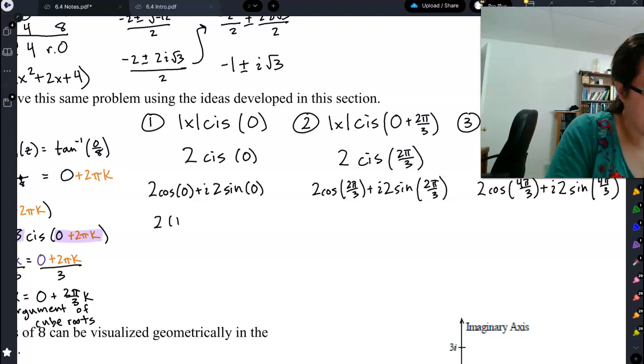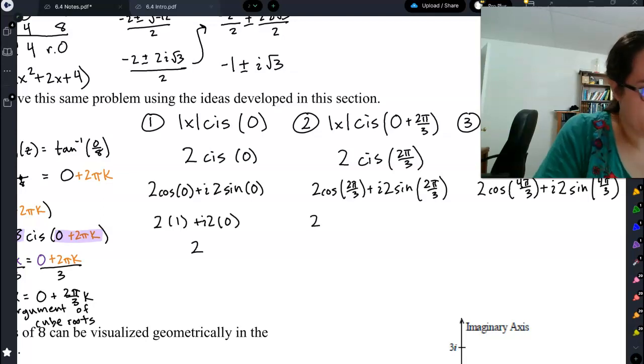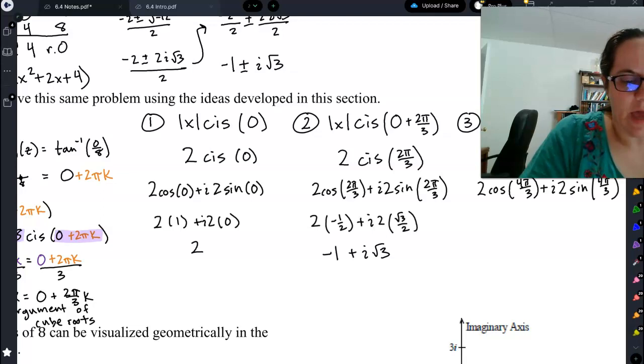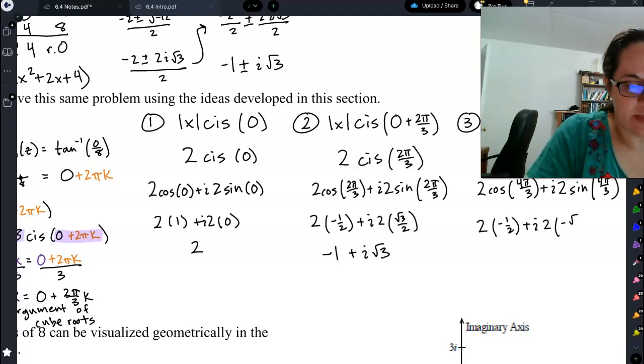So cosine of 0 is 1. Sine of 0 is 0. So that gives me 2 plus 0i, which is just 2. Cosine of 2 pi thirds is negative 1/2. Sine of 2 pi thirds is root 3 over 2, which gives me negative 1 plus i root 3. And cosine of 4 pi thirds is negative 1/2. Sine of 4 pi thirds is negative root 3 over 2, which gives me negative 1 minus i root 3.